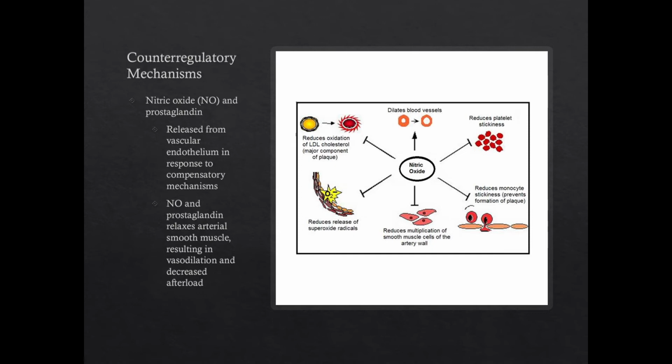So you get the point. Nitric oxide and prostaglandins are substances that are produced in the vascular endothelium, in response to, as a compensatory mechanism, activated in heart failure. But again, we need to have the precursors for the body to be able to produce it in the first place.